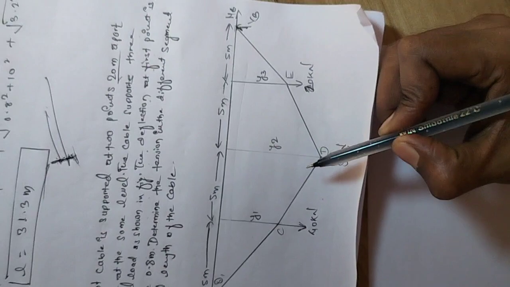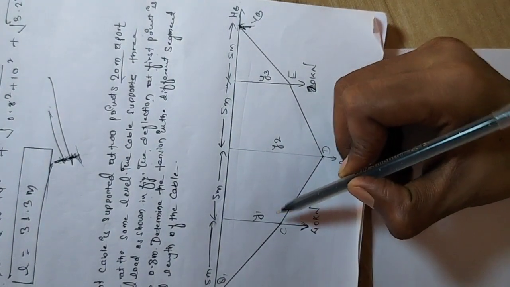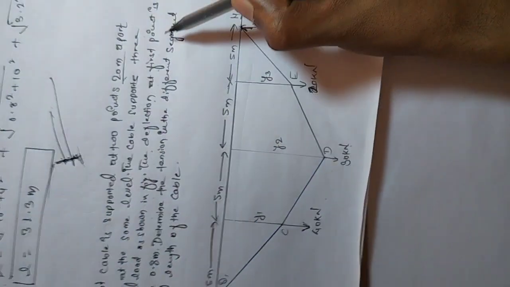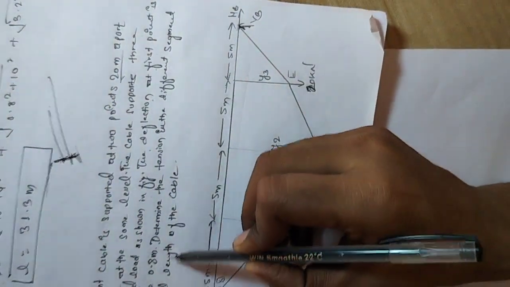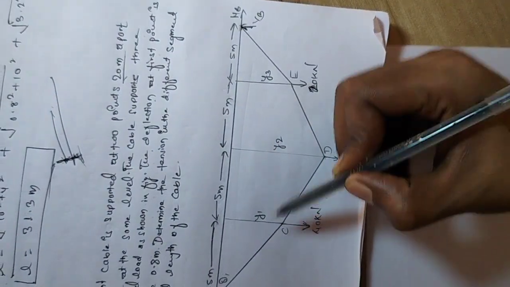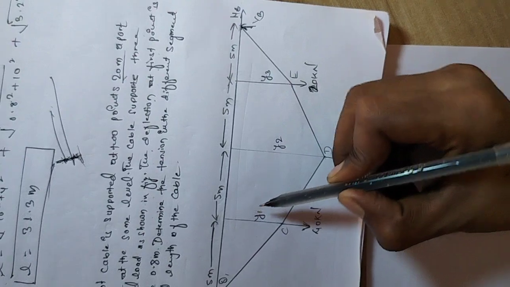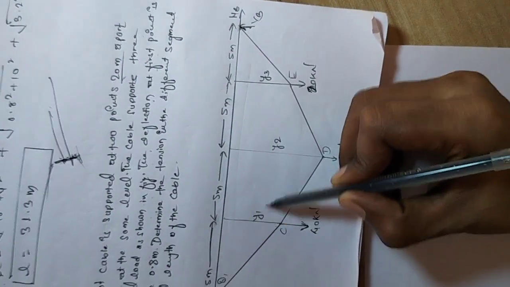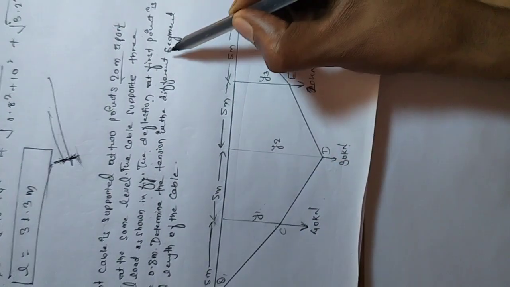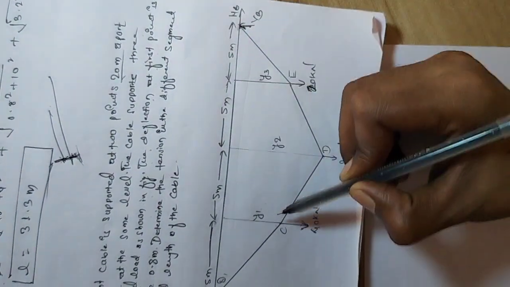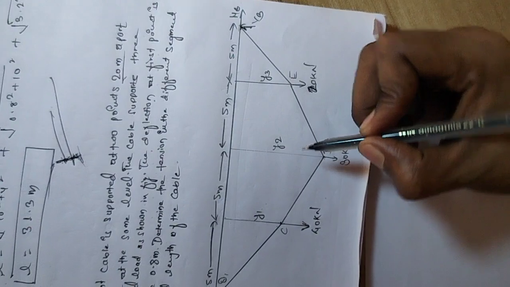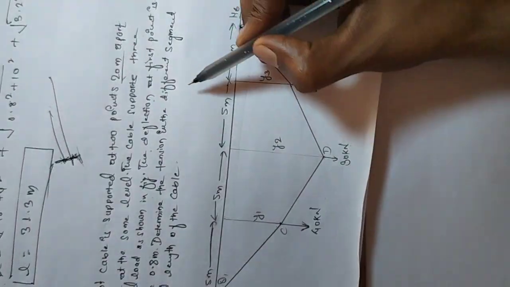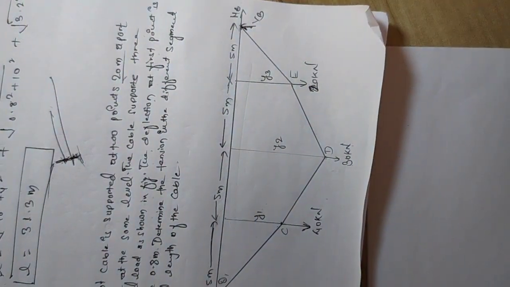The value of the deflection y1 at the first point is given as 0.8 meter. Determine the tension in the different segments.